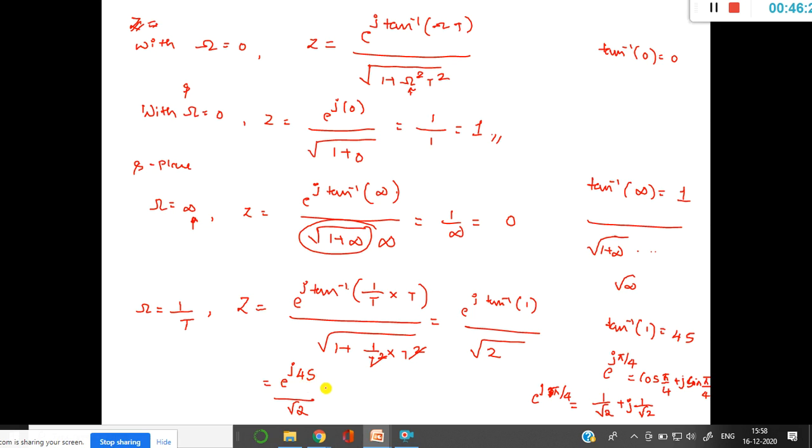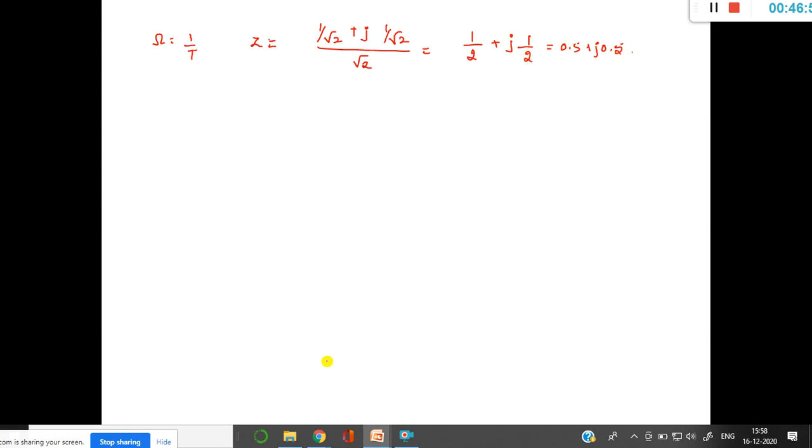So therefore, z with omega equal to 1 by t, the value of z is equal to 1 by root 2 plus j times 1 by root 2, divided by root 2. Simplify this: 1 by root 2 divided by root 2, that is 1 by 2 whole square, that is nothing but 1 by 2 plus j times 1 by 2, which is nothing but 0.5 plus j 0.5.